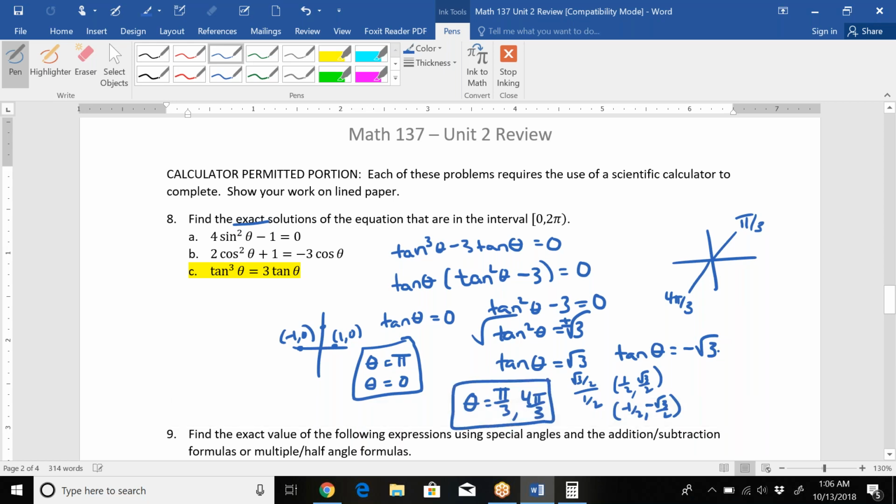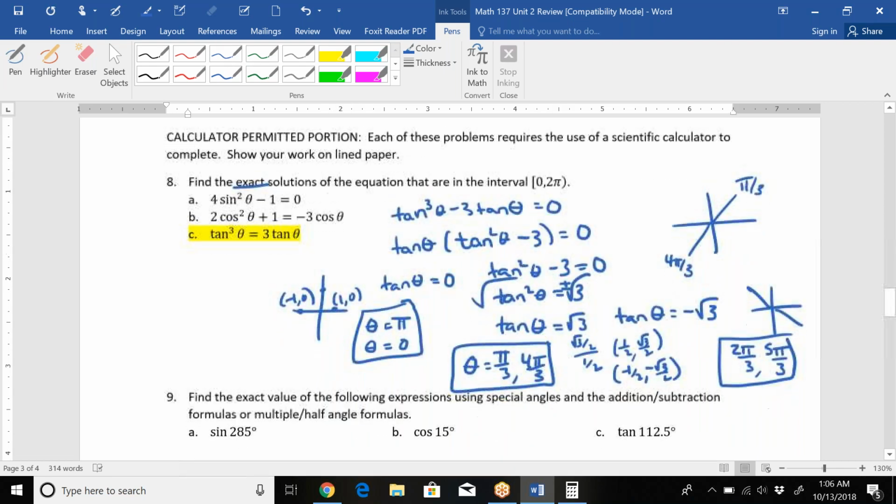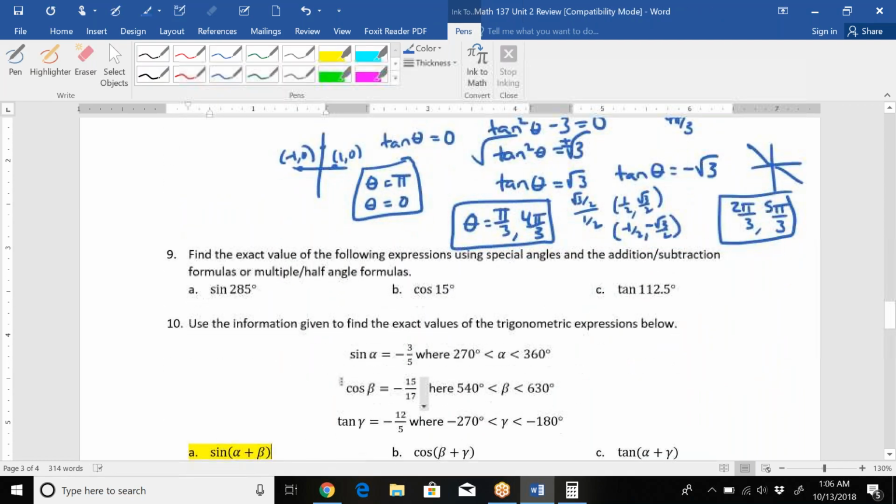And then for this branch right here, it's going to be the same thing, but in the other two quadrants because it's a negative tangent. So that's going to be 2 pi over 3 and 5 pi over 3. Same exact reference angle. So there are 6 solutions to that one.